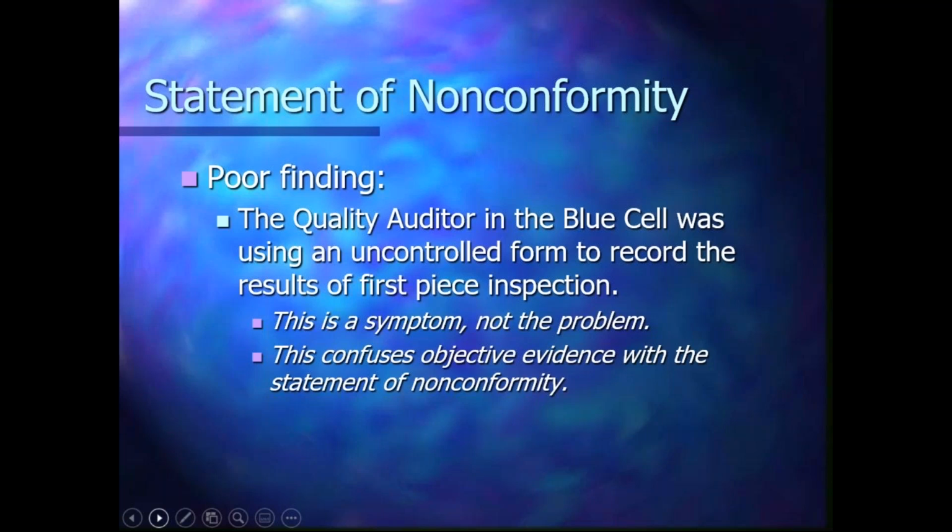Example 2 of a poorly written finding: quality auditor in the blue cell was using an uncontrolled form to record the results of first piece inspection. Again, this is at the symptom level, not the systemic level. Again, we're confusing objective evidence with the statement of nonconformity. We're relating it to a very specific person, quality auditor in the blue cell, and a very specific incident, that one time he was using an uncontrolled form for first piece inspection.